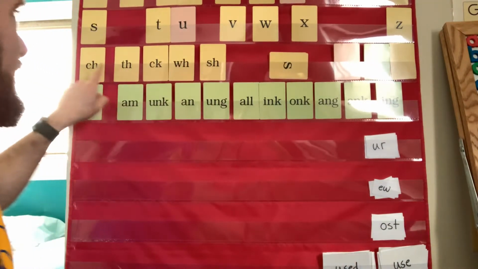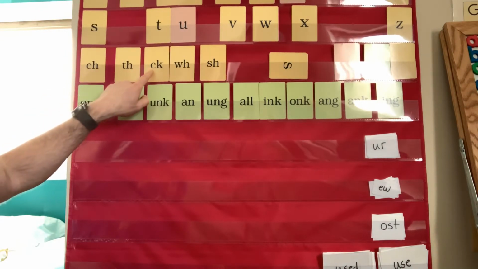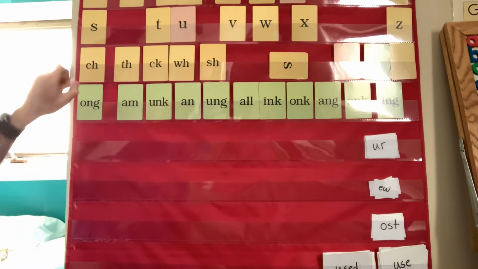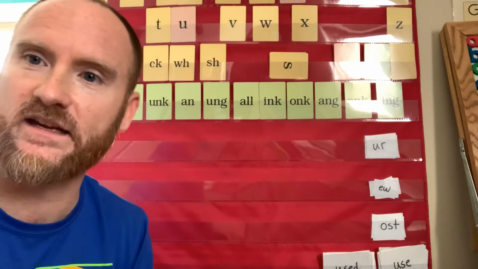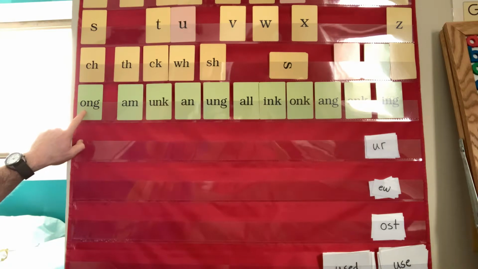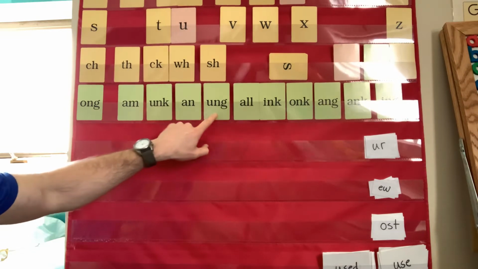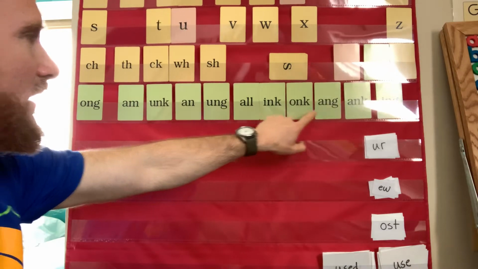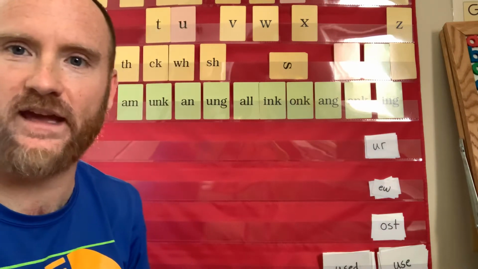All right, let's look up here. Let's do our digraphs. Ready? CH, ch, TH, th, CK, k, WH, w, SH, sh. Which one of these digraphs comes at the end of a word? That's right, it's CK. And CK comes after a short vowel sound in a one-syllable word. All right, let's do our glued sounds. Ong, am, unk, an, ung, all, ink, onk, ang, ank, and ing. How'd you do with that?